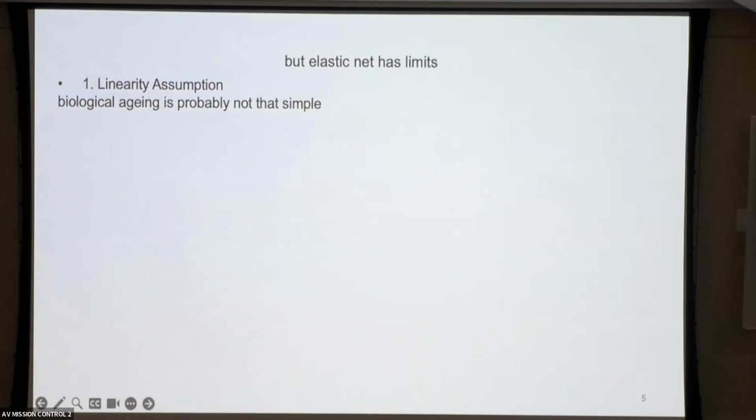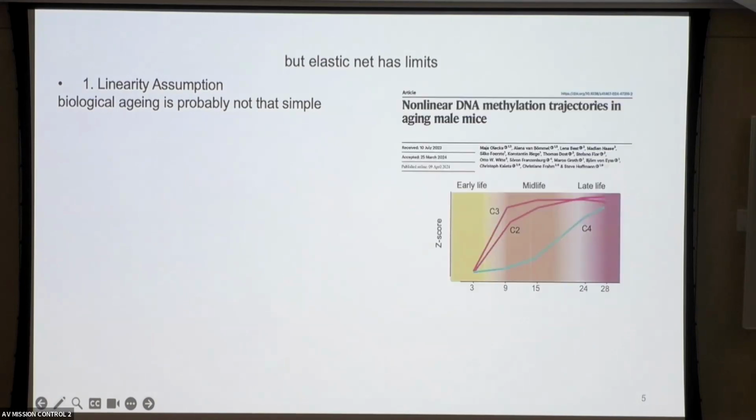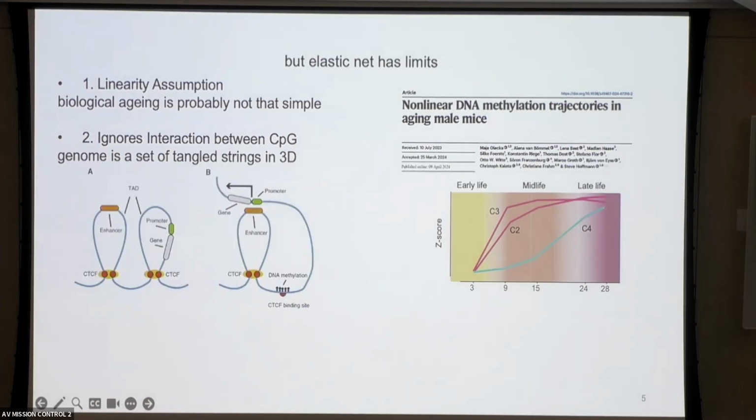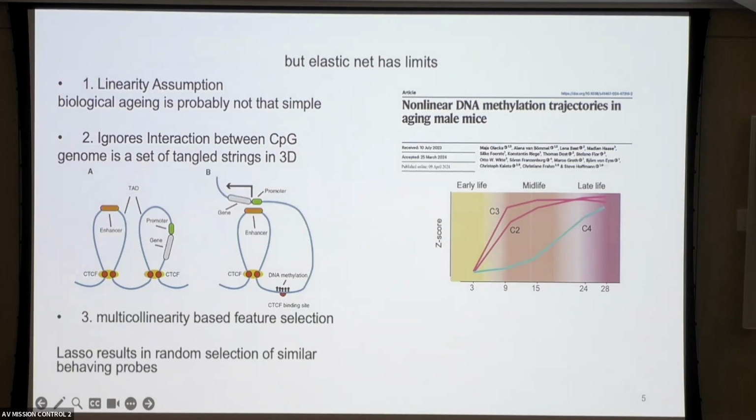And elastic net is great, but it does have some limits. One is that they assume that the biological aging pattern for the methylation is linear, and usually it's not that simple, right? Usually we go through a nonlinear trajectory as we age. Another part is that it completely ignores the interaction between CpG sites, because the genome is not really a very straight string. It's more of a tangled string because it has all the 3D conformations. And also because we fit the lasso, the multicollinearity just basically chooses a random probe when you have more than a few similarly behaving probes.